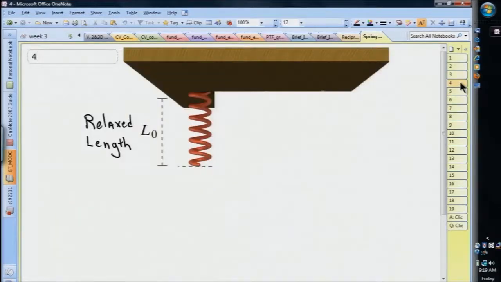Let's consider first a spring by itself, hanging from an attachment point. If the spring has negligible mass, then the spring will be at its relaxed length, which we will call L0, where relaxed means the spring is neither compressed nor stretched. When the spring is relaxed, it exerts zero force.